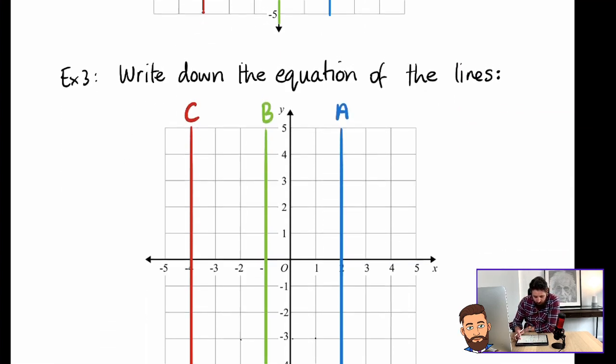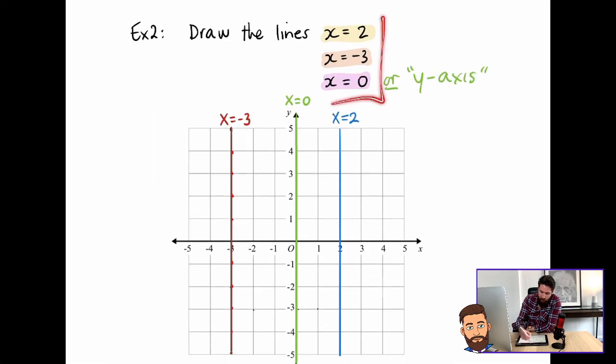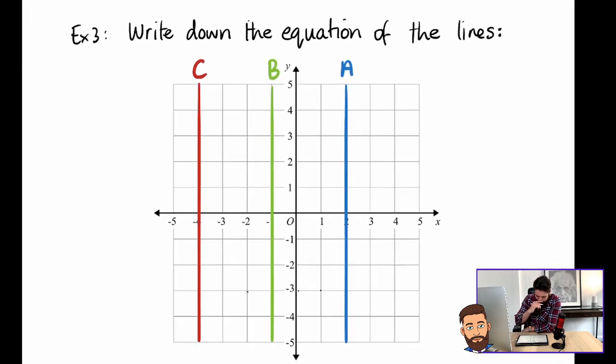Okay, so that takes us on to example 3, where I have drawn 3 lines, A, B, and C, and I want you to tell me the equations of them. So equations look like this. Given these lines and the understanding that we just discussed, what would the equation of A, B, and C be? Well, let's start with A. What is the equation of A?